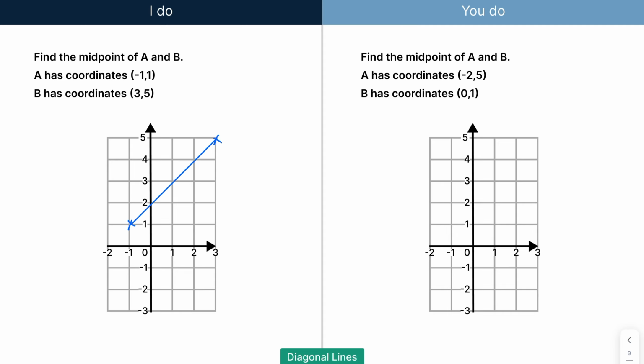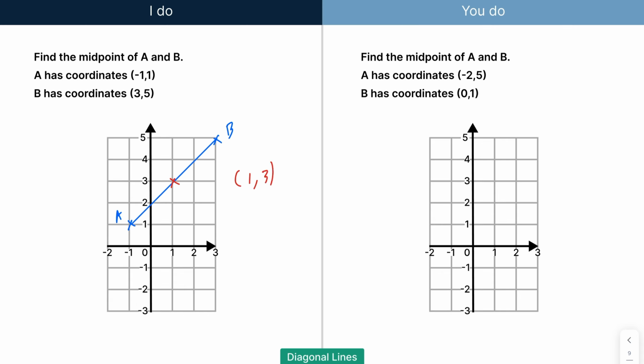Now with the diagonal line, if I just label A and B, to go from A to B, you go 1, 2, 3, 4 across and 4 up. Because we've gone 4 across and 4 up, to find the midpoint we're just going to do half of that. So instead of going 4 across, 4 up, we're going to go 2 across, 2 up. So that is a midpoint there, okay? And the coordinates of that are just going to be 1, 3.